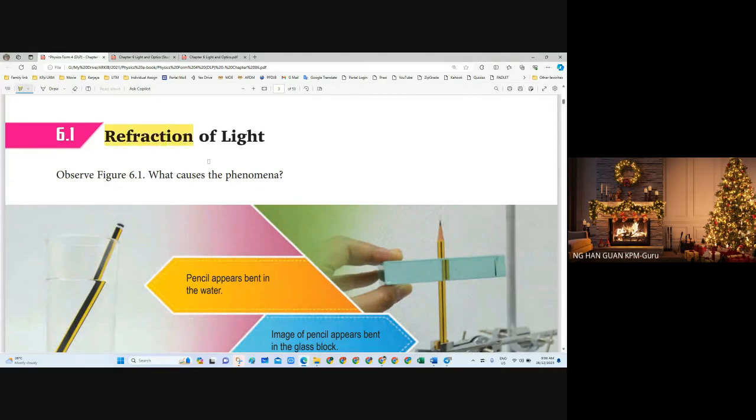So in the previous chapter, we focused on the concept part. We don't really do the calculation. We only learn the drawing. Okay, so if you recall what you have done in chapter 5 before this, the example was diffraction of water wave.